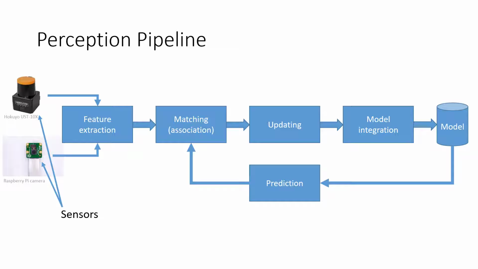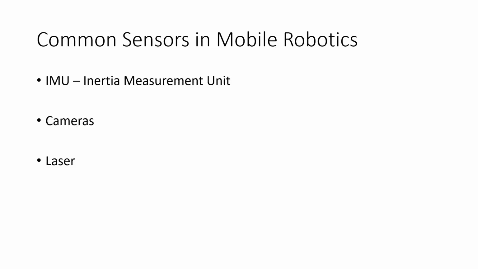So in this video, we're going to look at what kind of data sensors can give us, what are the pros and cons of different types of sensor data, and then in subsequent weeks, we're going to look at how to extract features out of that data and then how to use that to enable a robot to make sense of where it is in an environment. We're only going to look at 3 different types of sensors in this video because these are the 3 most common sensors in mobile robotics. They are IMUs, cameras, and laser-based sensors.